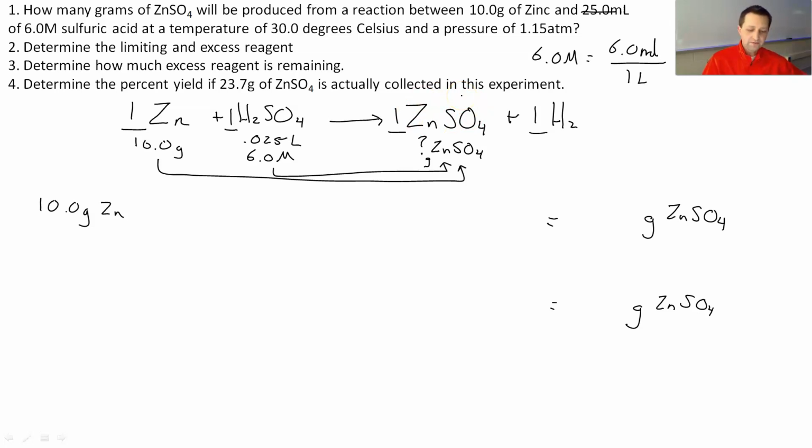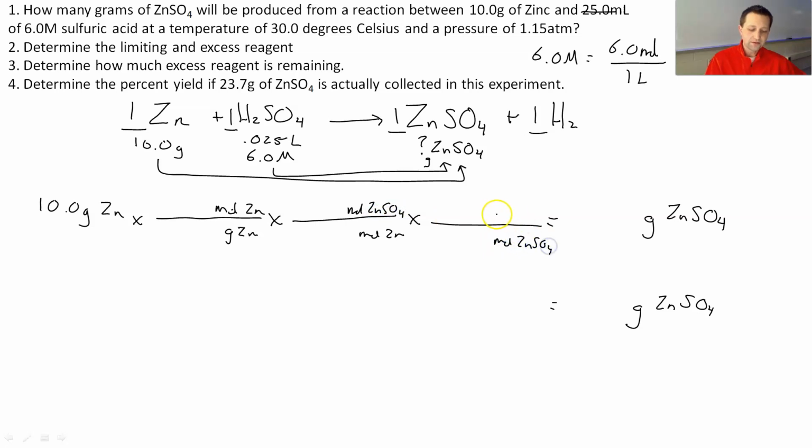Okay, let's go ahead and figure out the stoichiometry then, and we will go from there. So I know I'm going to have a three-step process here. If I look at my stoichiometry roadmap, let's go ahead and solve it. I'm going to cancel out grams of zinc and go to moles of zinc. Cancel out moles of zinc down here. Go to moles of zinc sulfate. And then cancel that out into grams.